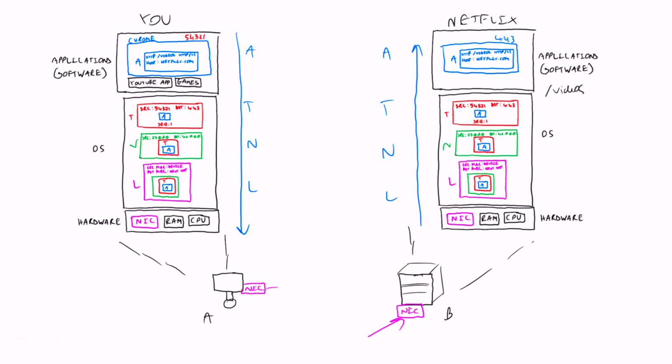And now Netflix knows, okay, the user asked for videos, and now I can send the data back to the client. And to do that, we now need to go down the TCP/IP stack. And then on the client side, we need to go up the TCP/IP stack. So when sending data, we go down the stack, and when receiving data, we go up the stack.